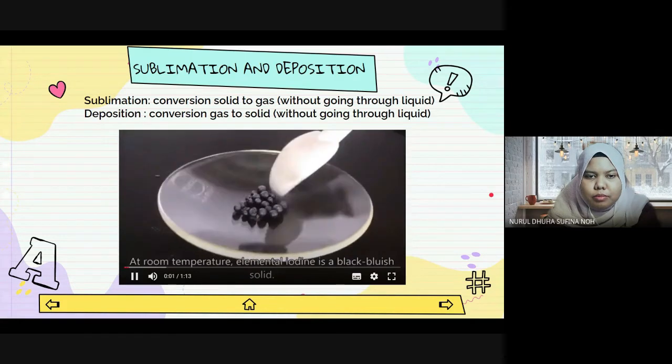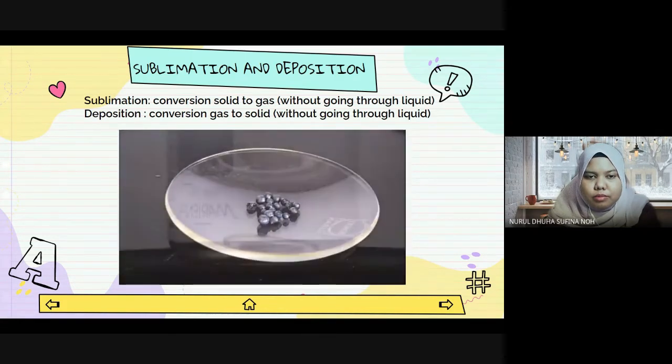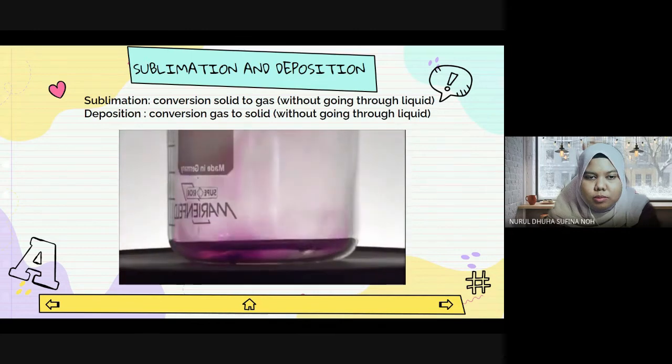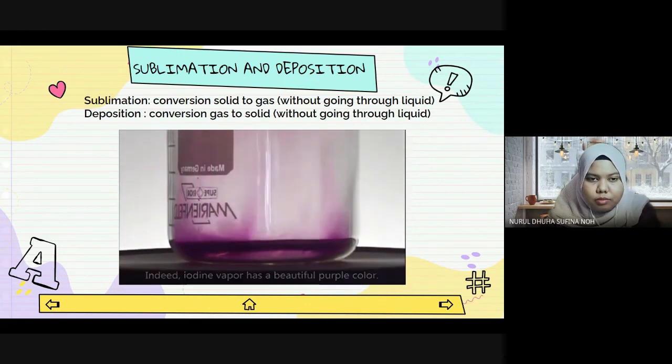It's a dark, black bluish solid at room temperature. Iodine is the heaviest of the stable halogens. When we heat up the iodine, it's going to turn directly from a solid into a gas. The iodine vapor has a beautiful purplish color. This process is called sublimation, turning directly from a solid to a gas.